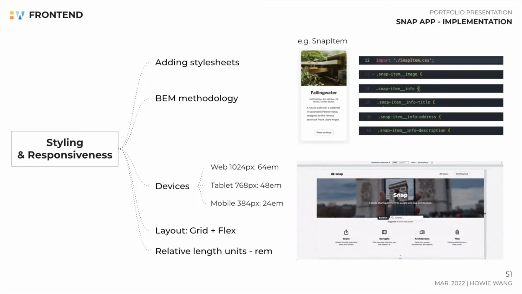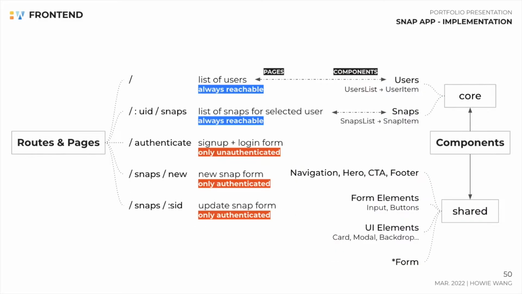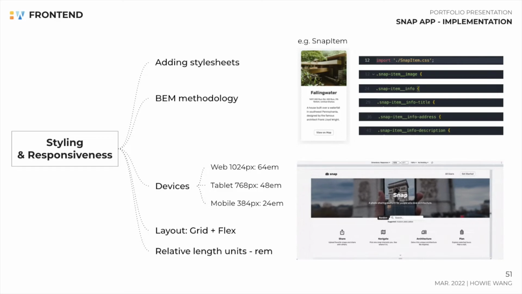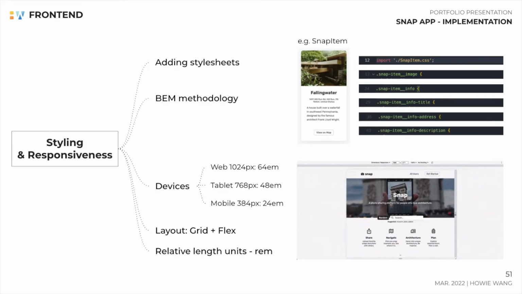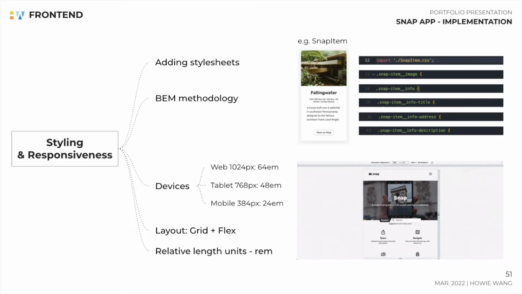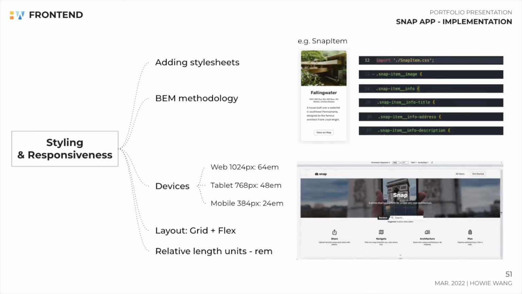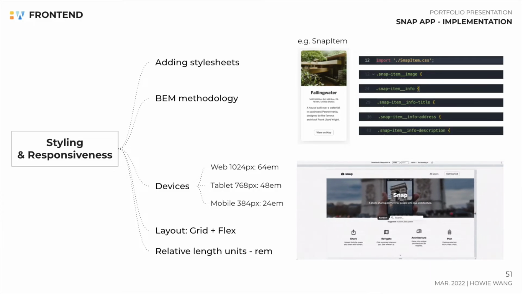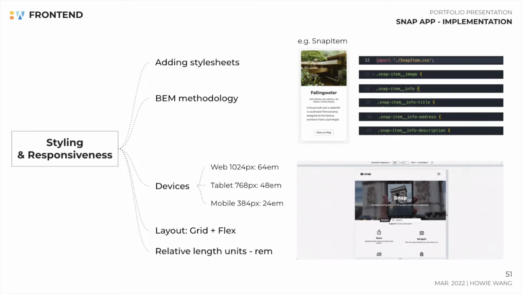So the shared components in navigation, form elements, input buttons, and UI elements like card, modal, backdrop, and this structure also helps me to generate the folder structure for the components for the front end, and the style and the responsive again. So I'm adding the style sheet instead of using the CSS module. It's because I use the BEM methodology. I can basically know how I style each component.